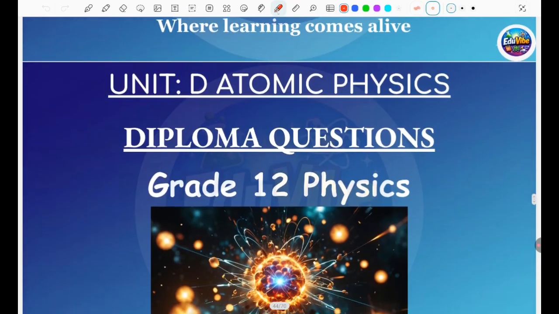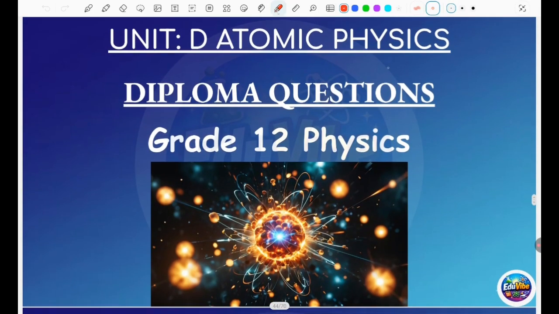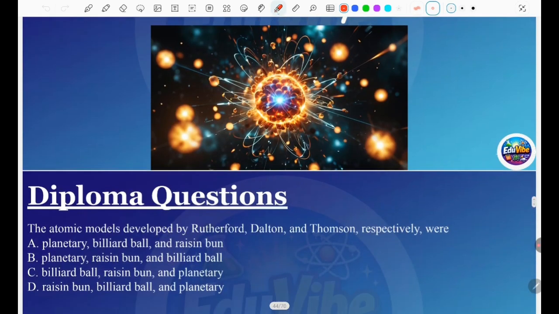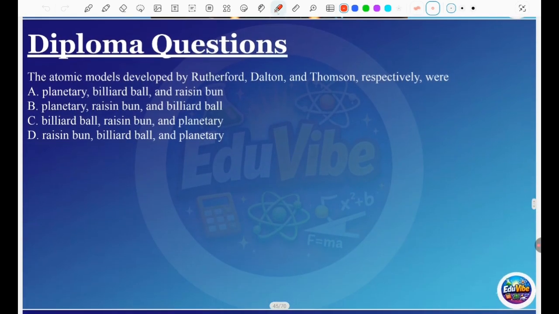In today's lesson, we are doing the diploma questions of the unit atomic physics, and today we completed that unit. So let's start with the first diploma question. The question says the atomic models developed by Rutherford, Dalton, and Thomson are, respectively, what? We have to identify which model was created by Rutherford, Dalton, and Thomson.